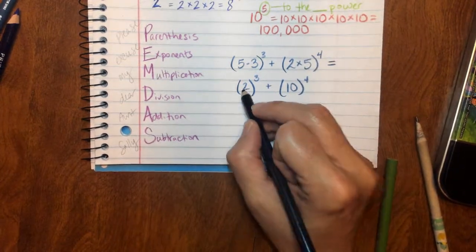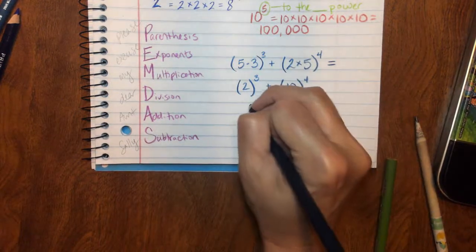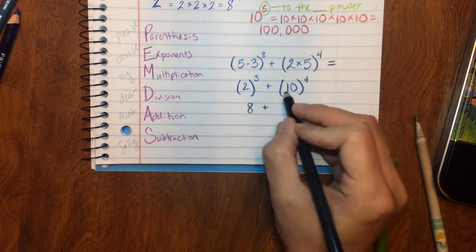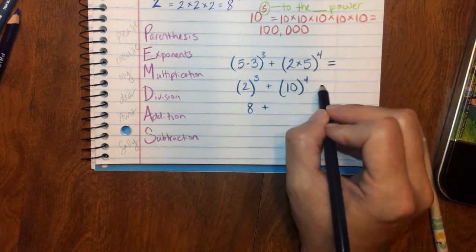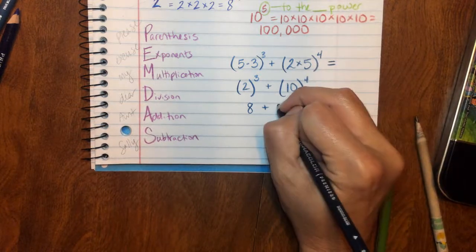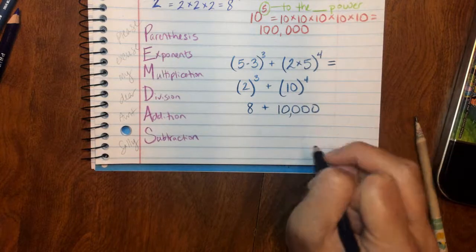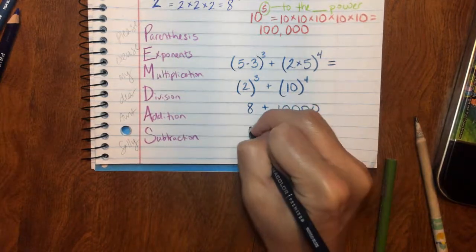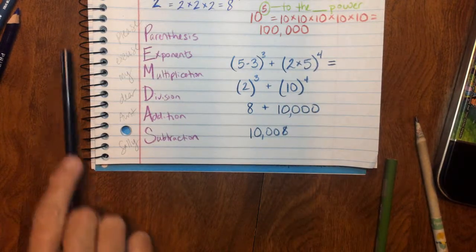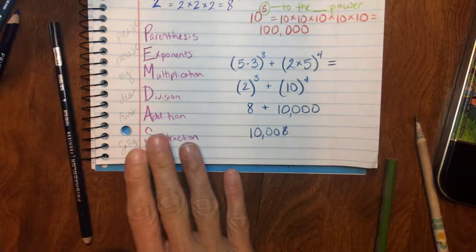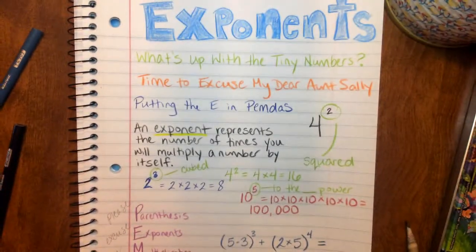Then I do my powers. 2 cubed is 2 times 2 times 2. That's previously discussed. That would be 8. And 10 to the 4th is 10 times 10 times 10 times 10, or a 1 followed by 4 zeros. Right? So 10,000. So 8 plus 10,000 is 10,008. Okay? So that's just your introduction to exponents. What's up with the tiny numbers?